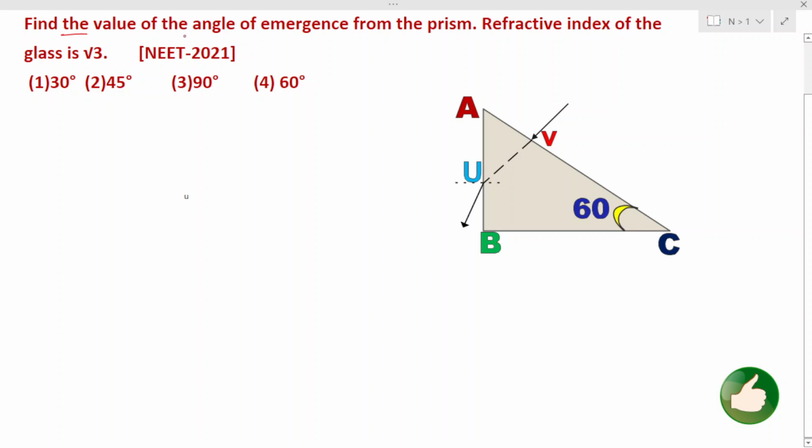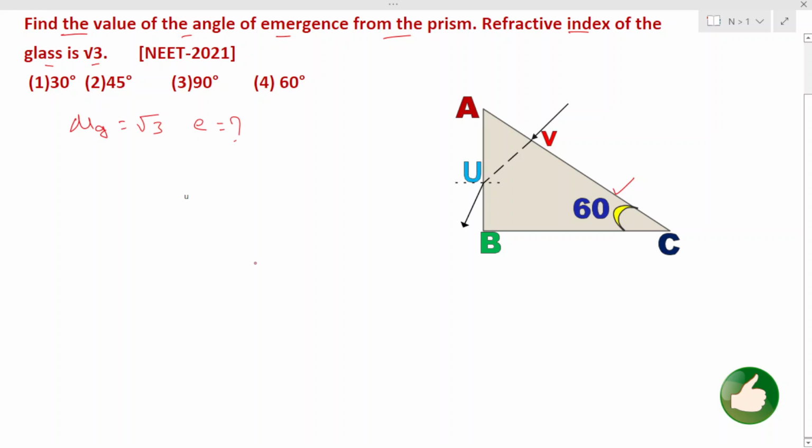Find the value of the angle of emergence from the prism. Refractive index of glass is √3. So what is given? He told that this is a prism which is made up of glass, and the refractive index of glass, mu g, is √3. And he is asking us to calculate the angle of emergence.